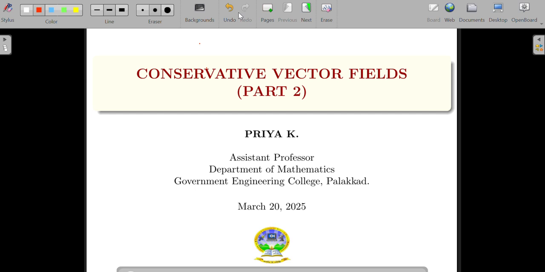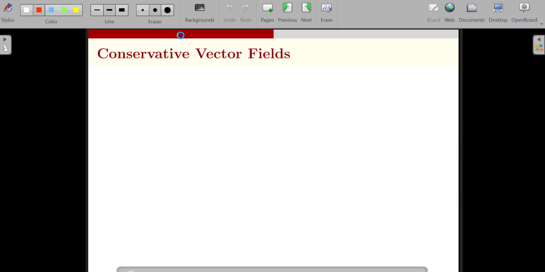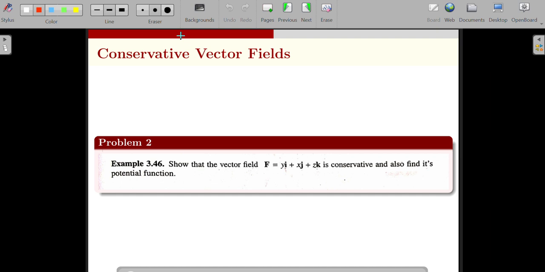So in this class, let us do some more problems on conservative vector fields. Let us move on to the problems. So consider this problem. In this problem, the vector field F is given to be yi plus xj plus zk. We have to show that this particular vector field is conservative, and after that we have to find the corresponding potential function. So let us start with the vector field.